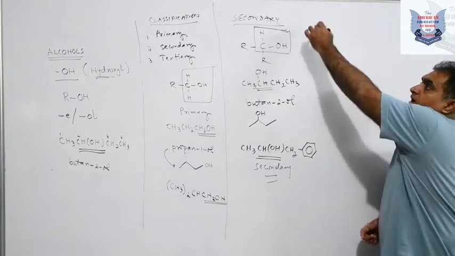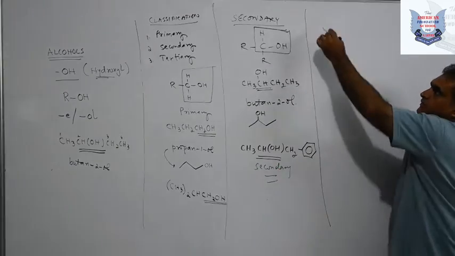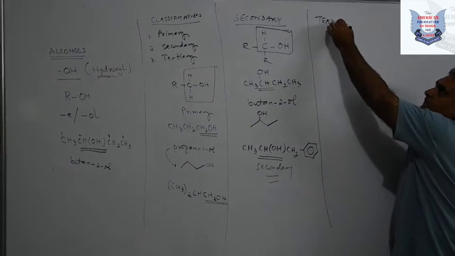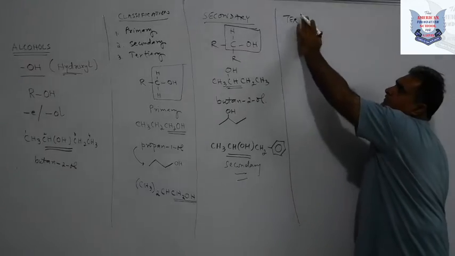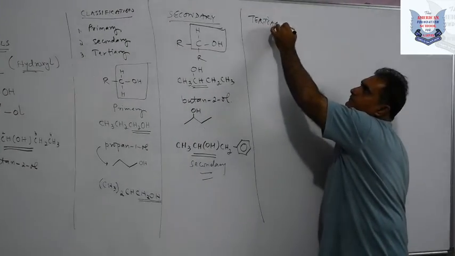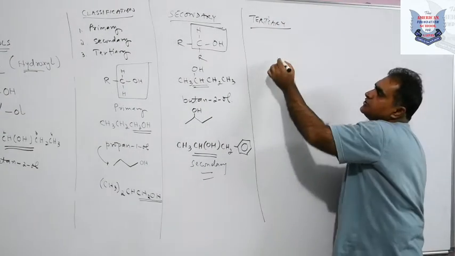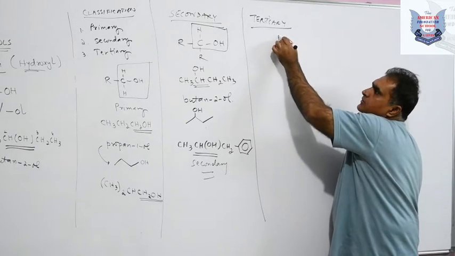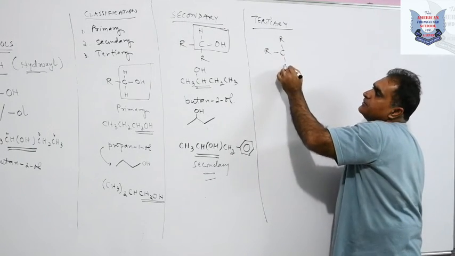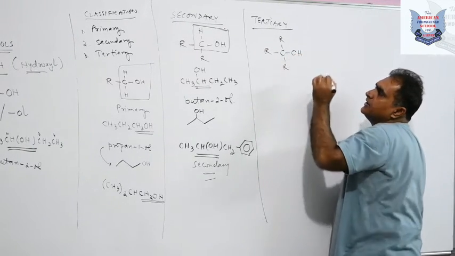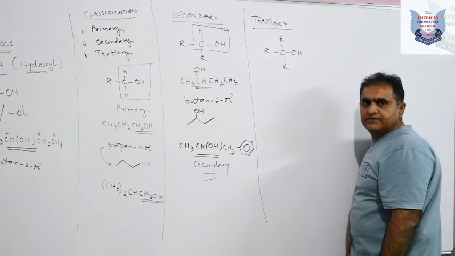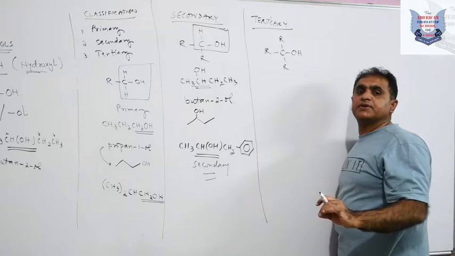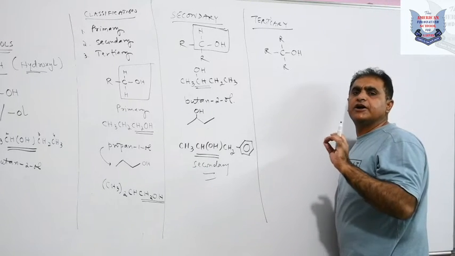And now the third one is tertiary alcohol. In the case of tertiary alcohol, the OH containing carbon is directly connected to three carbon chains.